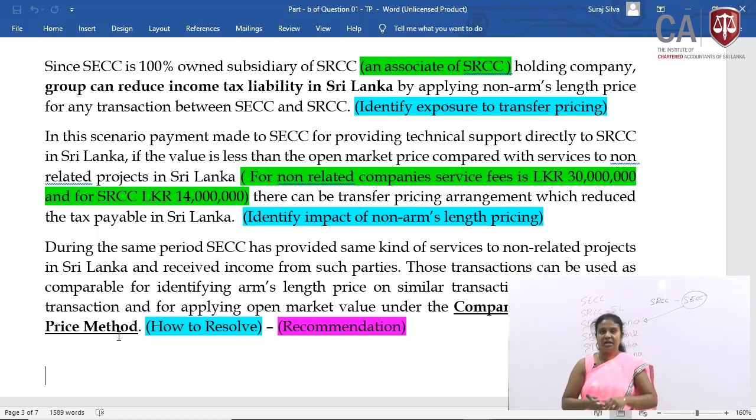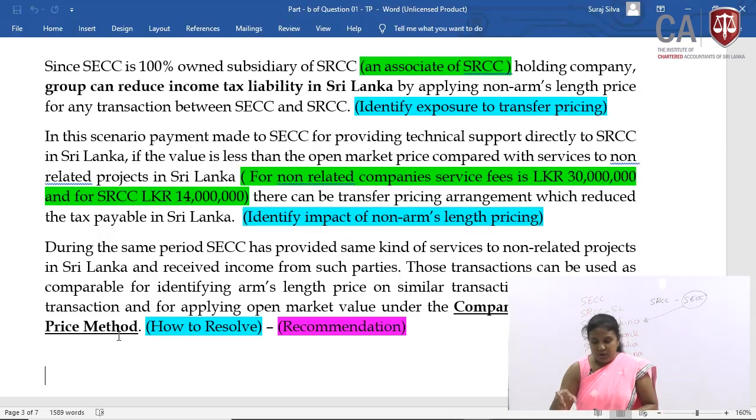Now, as a tax consultant, you can check the transactions between SRCC and SCCC, and between SCCC and third parties, whether these are in line with the open market value. That means, are the price charged to SRCC and the price charged to third parties the same or similar? If there are adjustments, after doing any adjustment, even if it is similar.